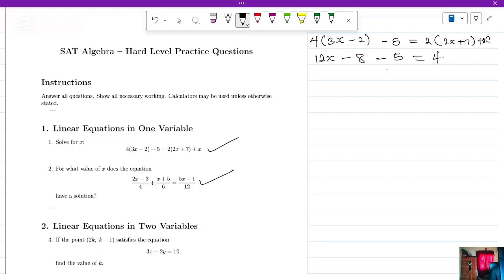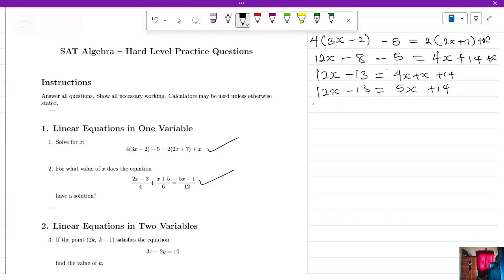Equal to 4x plus 14 plus x. So in that case now, I have 12x, now minus 8 minus 5. Minus 8 minus 5 is going to give you minus 13, equal to 4x plus x plus 14. Now 12x minus 13 equal to 5x plus 14.